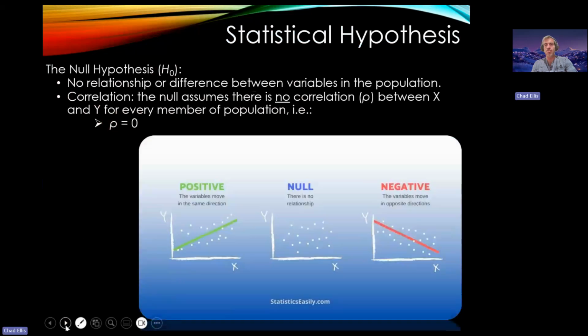So in terms of correlation, this is what we're doing with our scatter plots. Our null hypothesis is that there would be no correlation, no relationship between variable X and variable Y. It's only when we reject that null hypothesis that we can go with a relationship, whether it be negative or whether it be positive.